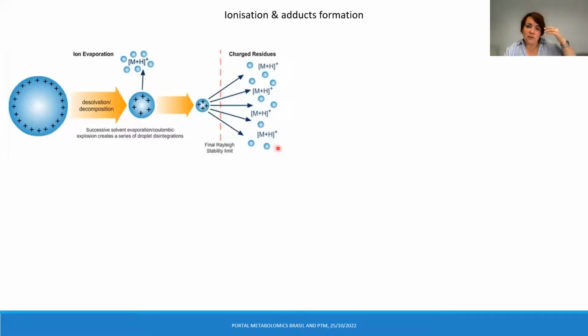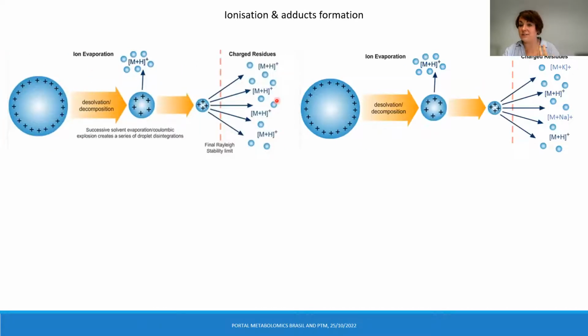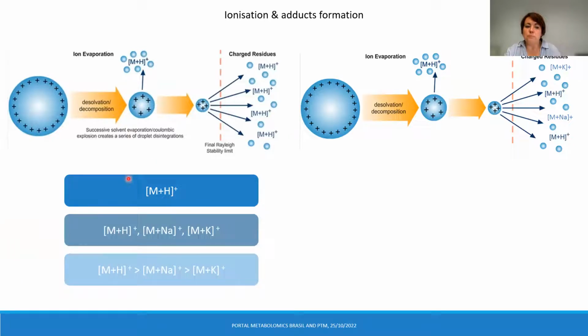And thinking about ionization, very often we have this quite simple idea in our mind that we have either protonated forms in positive ion mode or the forms without hydrogen in negative ion mode. But the situation is a little bit more complex, because the molecules can form different kinds of ions with different adducts.